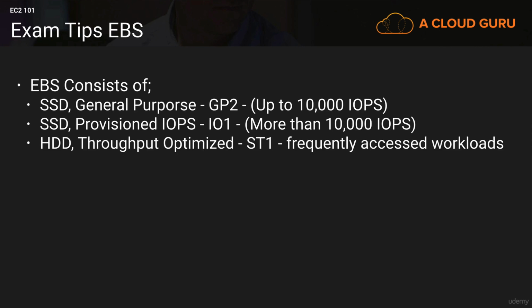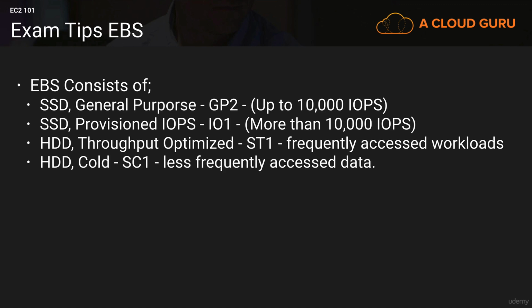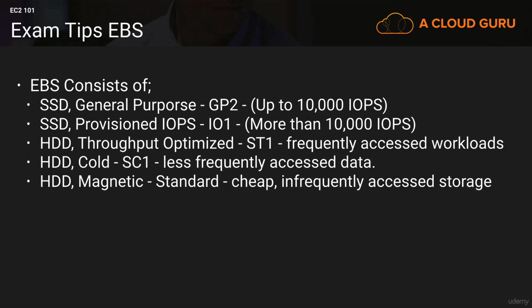We then have HDD throughput optimized, ST1. So this is where we're doing sequential writes. So this is frequently accessed workloads, usually used for data warehousing, for example, transaction logging, that sort of thing. We then have HDD cold, which is called SC1. And this is less frequently accessed data. Typically you use these for file servers. Remember that ST1 and SC1 cannot be used as boot volumes. They can only be additional volumes attached to your EC2 instance.